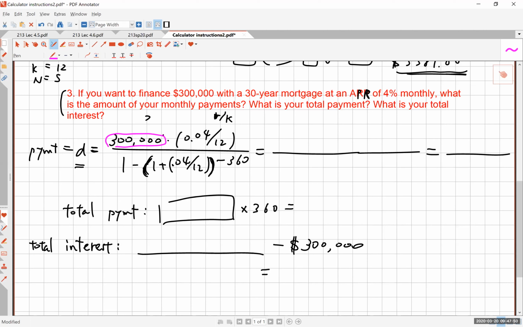This is what? What's 300,000? Well, that's your principal. That's the amount of loan that you are to get. And this is also the present value, which is equal to the sum of all your future payments. And then this is, of course, R divided by K, right? That's your 4% divided by 12. This is your monthly rate, or the rate per period. Now, in the denominator, you have this complicated thing, right? So it's 1 plus that rate per period. Raise it to the negative 360.